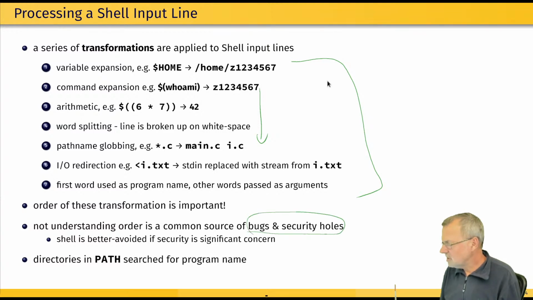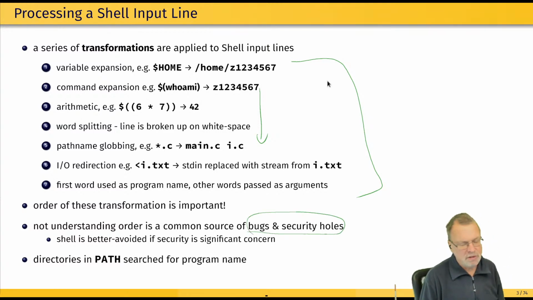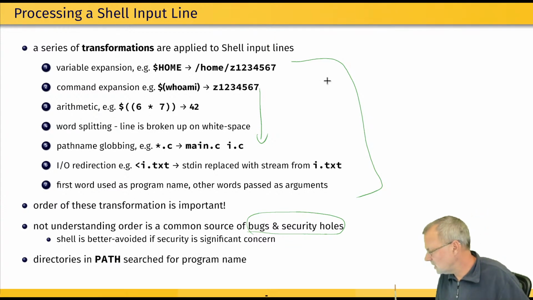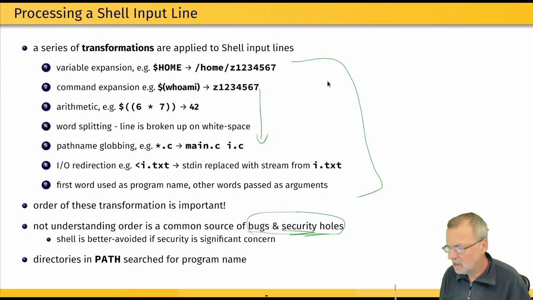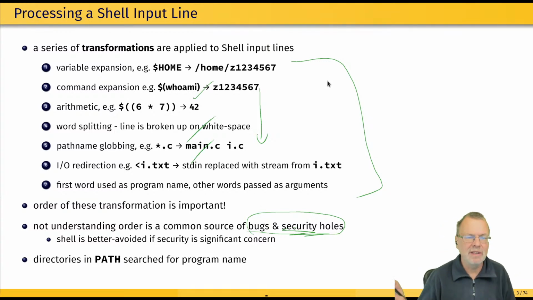These transformations are a common source of security holes. It's really common to see a security exploit report which depends on something up here, a programmer who hasn't thought about something in these transformations.